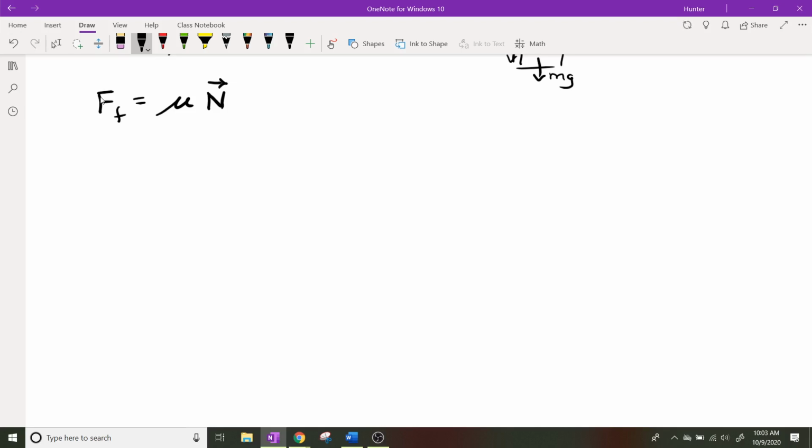The force of friction is equal to the coefficient of friction mu times the normal force N. That's why I put an arrow over here, so that you don't think it's newtons, because N without an arrow is the unit of newtons. N with an arrow is a force vector that says this is the normal force on an object. And the normal force can actually occur in several different places.